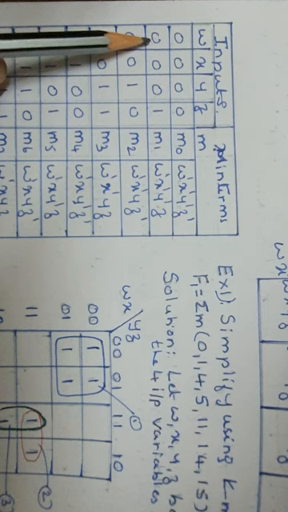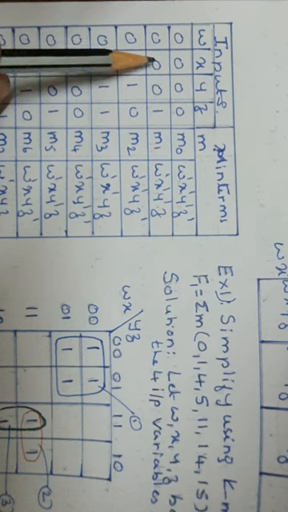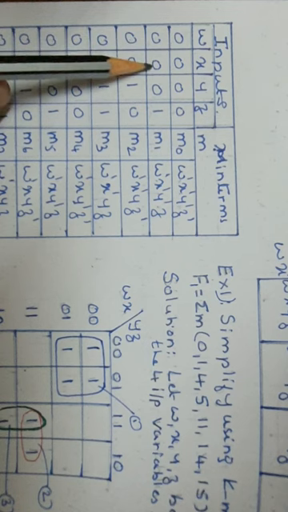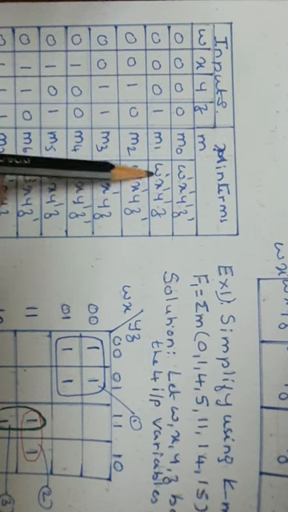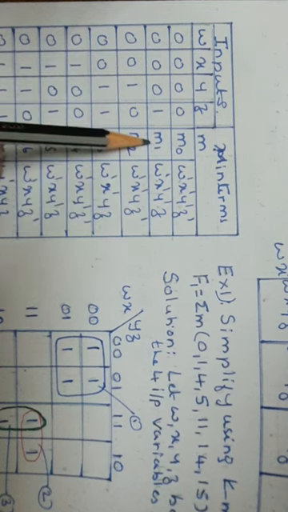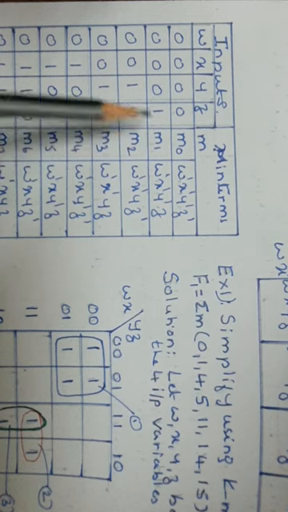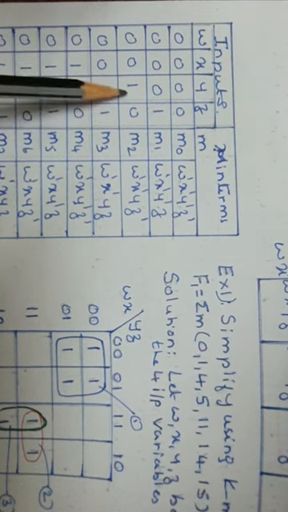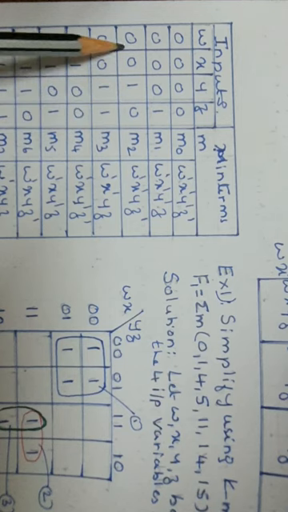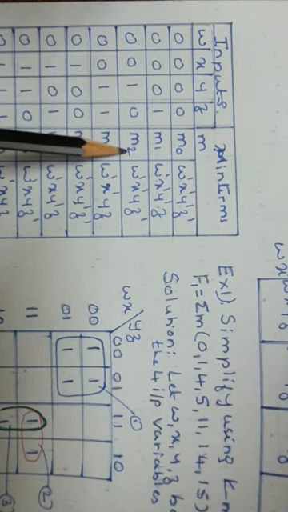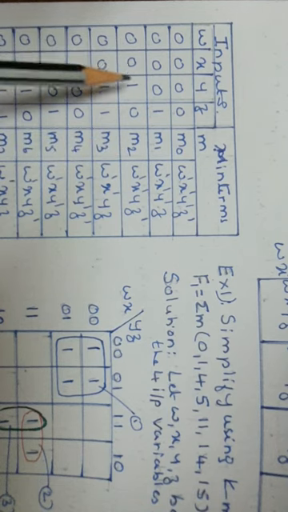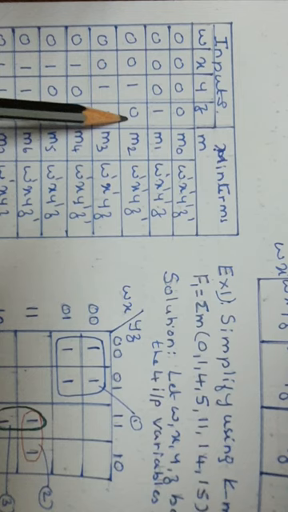Instead of reading it as W' and X' and Y' and Z, we can say W' X' Y' Z. That is the product term. This is called minterm 1. Next, 0010 in binary has a decimal equivalent of 2. Hence minterm 2 is present, that is M2. Another way of writing this minterm is W' X' Y Z'.